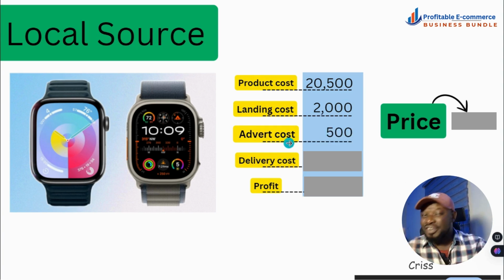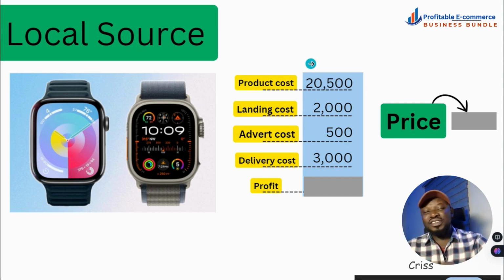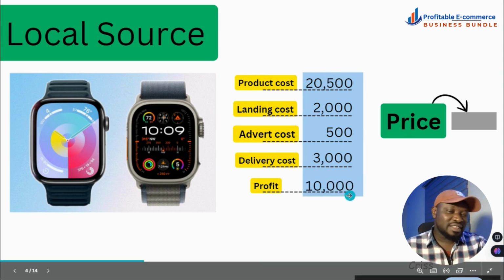Then the delivery cost to deliver this product from your spot, from your store, from your home, wherever it is, to the buyer who bought it. You need to pay the delivery agent, and that is going to cost you a minimum of 3,000 for any kind of delivery. How much is your profit? How much do you want to make from this product? Of course, since we have agreed that the minimum profit should be 50%, so we put it at 10,000.